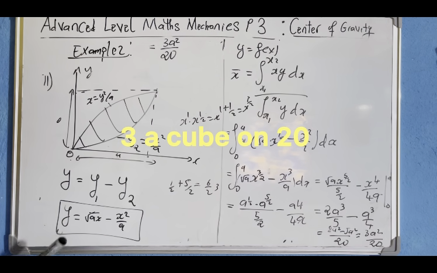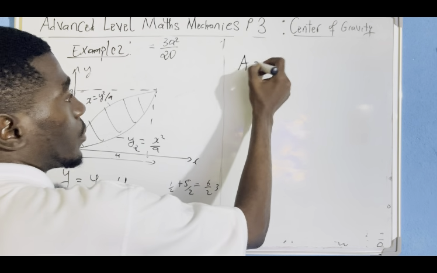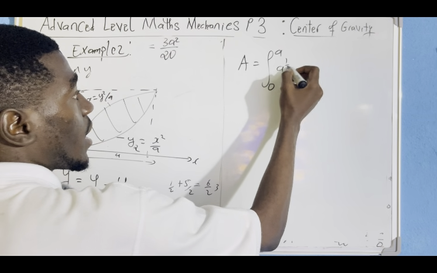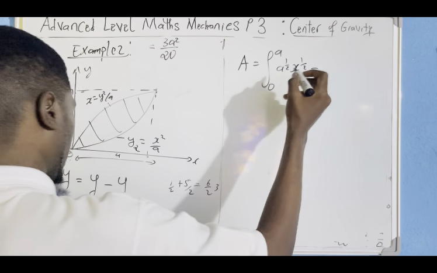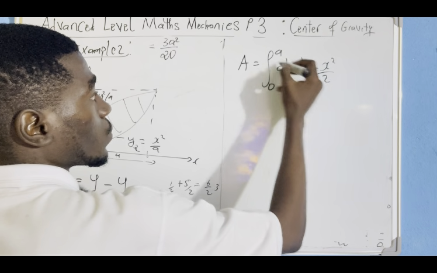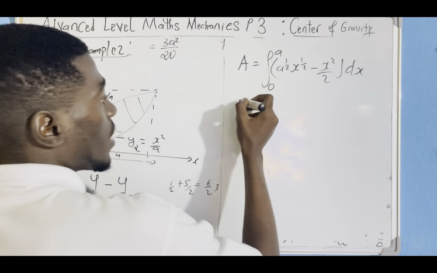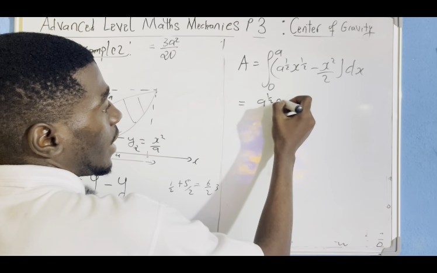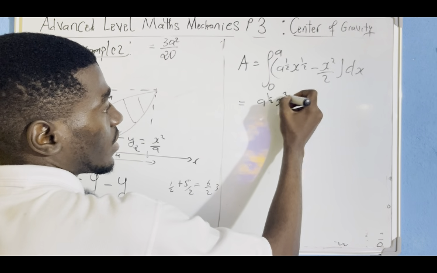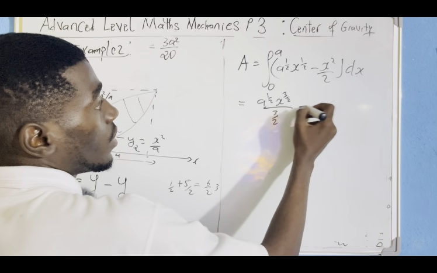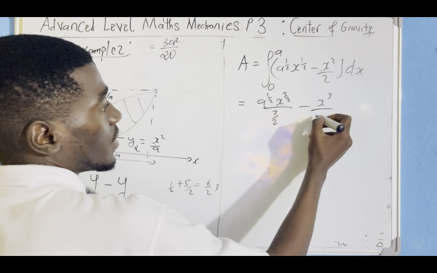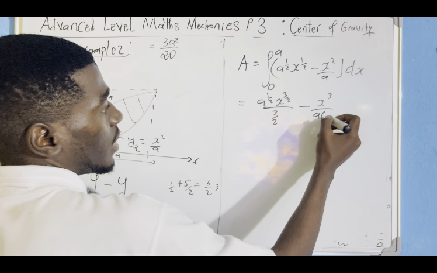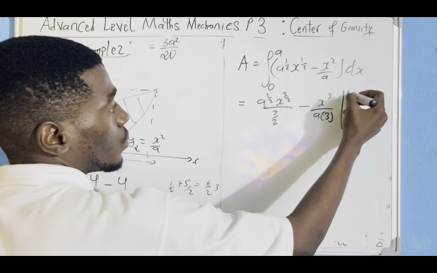Now let us go and calculate the area. We all know that the area now will be the integral from 0 to a of a to the power half x to the power half minus x squared over 2a dx. Now I will integrate directly. I will have a to the power half x to the power, half plus 1 is 3 over 2, divided by 3 over 2, minus x cubed over, here is a, pardon, x cubed over a in bracket times 3, from 0 to a.